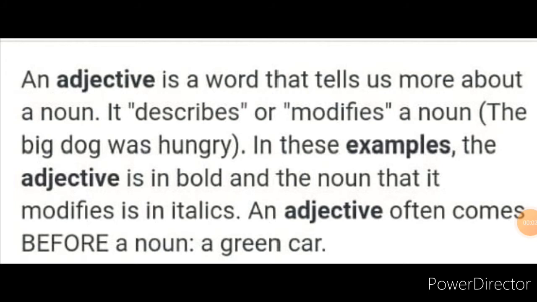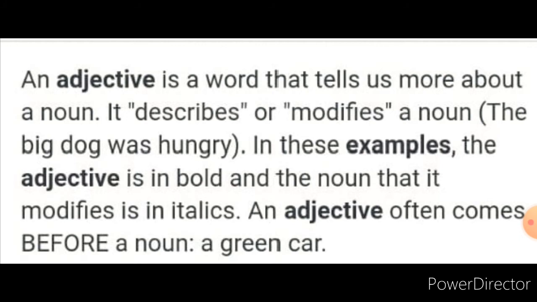Now look at the definition children. An adjective is a word that tells us more about a noun. It describes or modifies a noun. Look at the example. The big dog was hungry. In this example, the adjective is bold and the noun that it modifies is in italics. An adjective often comes before a noun. That is, an adjective comes before a noun. A green car. Car is the noun. What is it? Adjective comes before a noun.